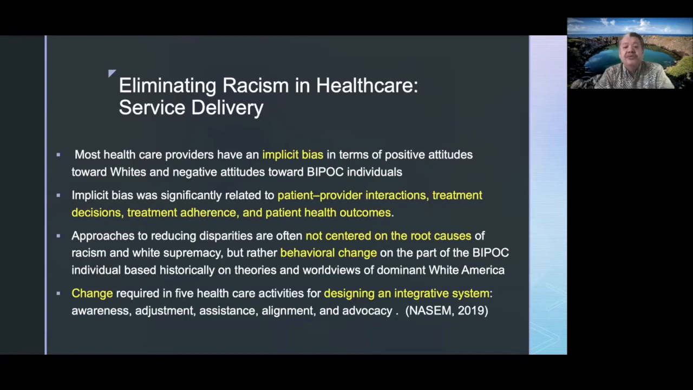The various approaches to reducing disparities within social work and medicine have not been centered on the root causes of racism and white supremacy, but more often have focused on behavioral change on the part of BIPOC individuals. For many years, I did research on diabetes, and when you look at the guidelines for diabetes and behavioral change, and programs like the Diabetes Prevention Program, none of them address structural racism. None of them address the stressors of racism that exist within society. All of them are focused on how to create individual level change, right?